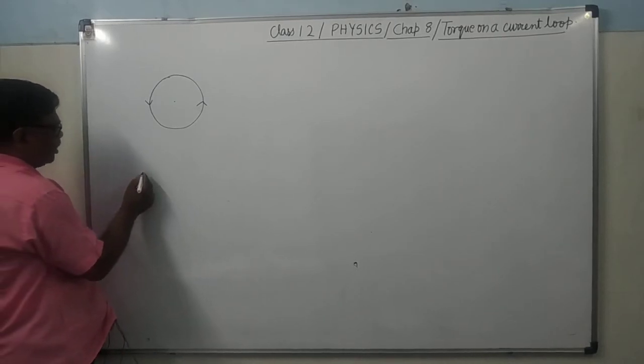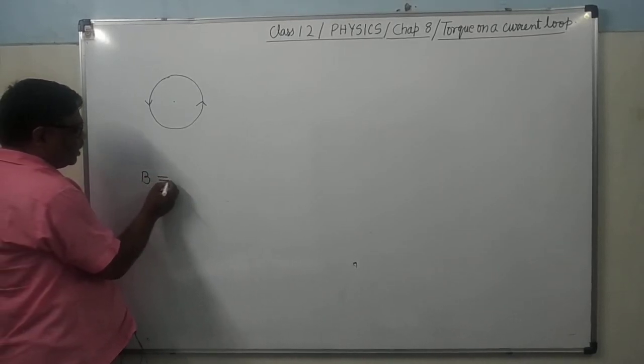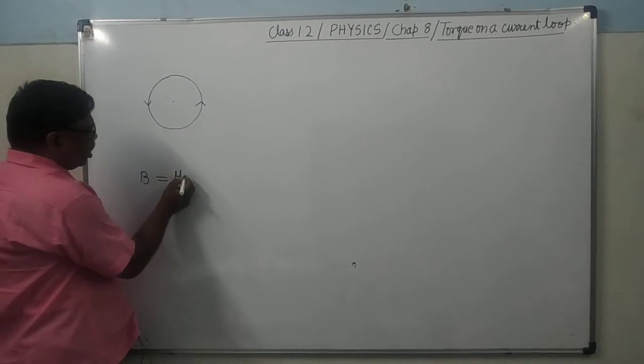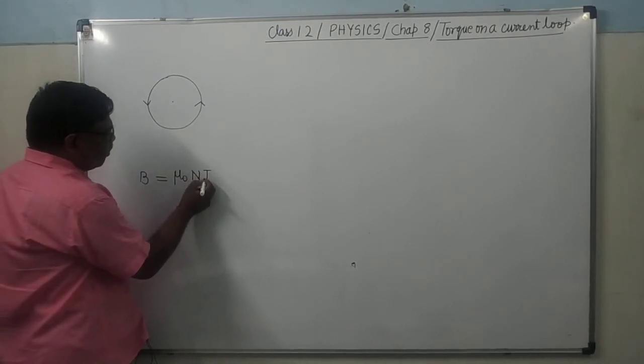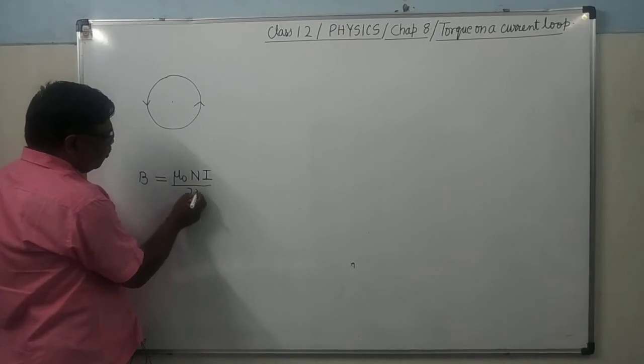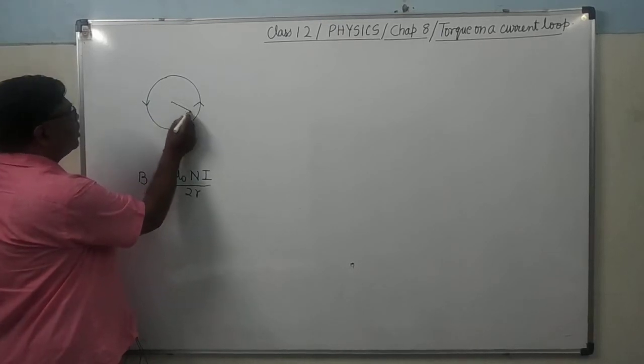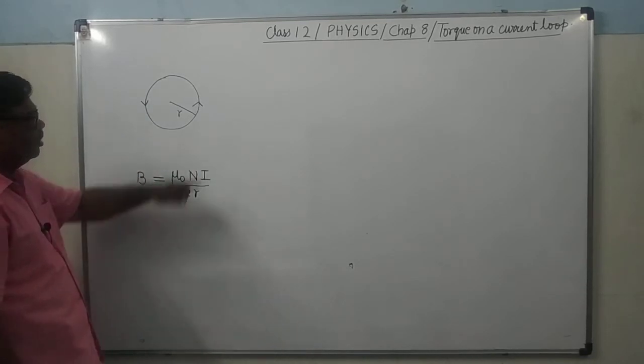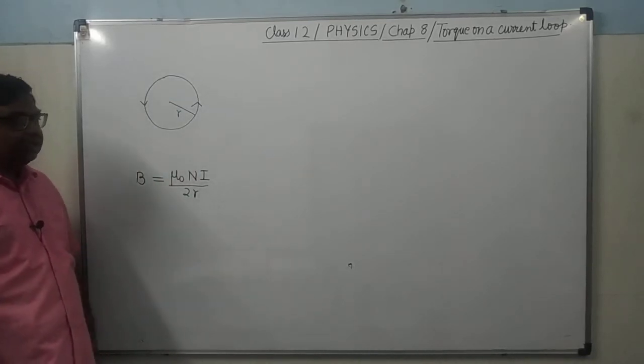And what is the magnetic field produced by a current carrying circular coil at the center? B equals mu naught N i upon 2R, where R is the radius of the circular coil, N is the number of turns in the circular coil, and i is the strength of current.